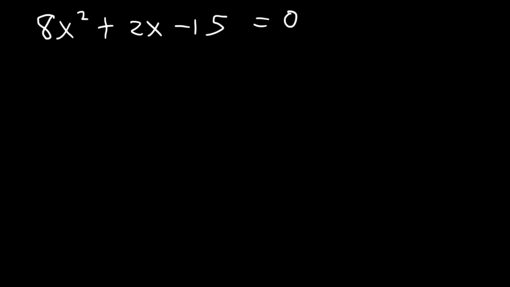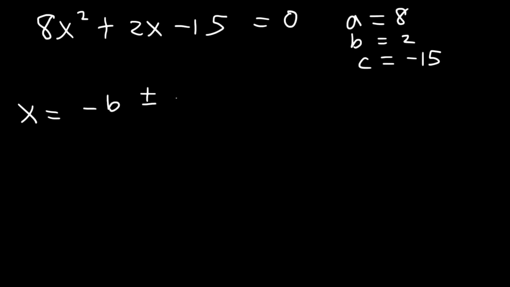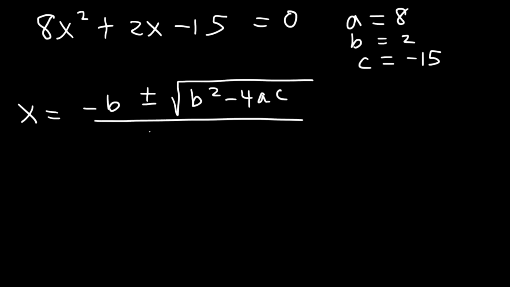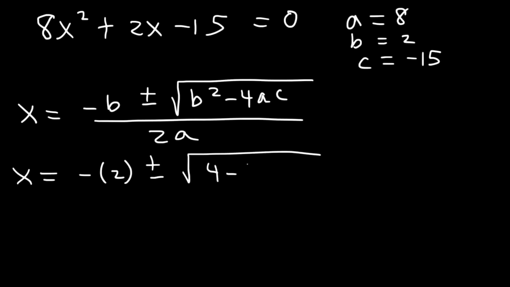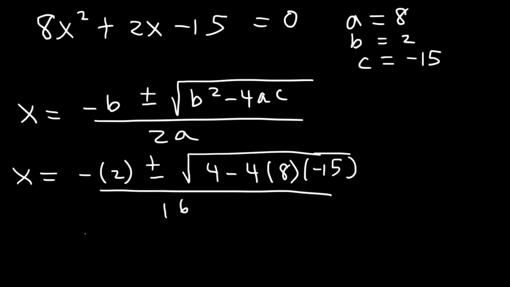Use the quadratic formula to find the values of x. So we can see that a is equal to 8, b is the number in front of x, that's 2. c is negative 15. So using the quadratic formula, x equals negative b plus or minus the square root of b squared minus 4ac divided by 2a. So b is 2, which means b squared, that's going to be positive 4, minus 4 times a is 8, c is negative 15, divided by 2a, or 2 times 8, which is 16.